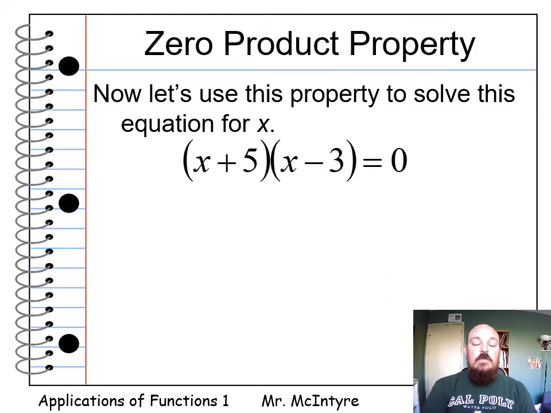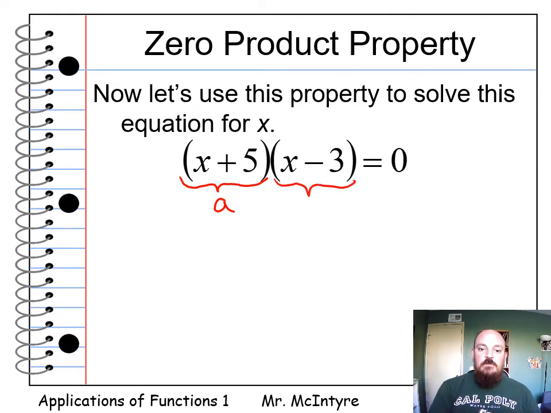So what we're going to do is use the zero product property to solve equations. So let's do it. We have this equation, it's in factored form, that's what we're doing today. And we have an equation x plus 5 times x minus 3, and it equals 0. So if you think about it, this is the zero product property. This x plus 5 right here is like what we called A, and this x minus 3 is B.